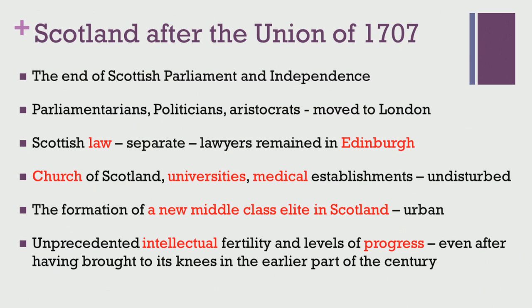So the legal system continued to operate as an entirely separate system with complete autonomy, regardless of the ways in which the parliament was functioning. Along the same lines, we also note that the church, universities and medical establishments also remained quite undisturbed. So there was a certain kind of life which was being made possible in Scotland, even when the parliament was completely based in England, especially in London. This also led to the formation of a new emergent middle class elite in Scotland, which was urban in nature and highly educated, and which also comprised a certain set of intelligentsia.